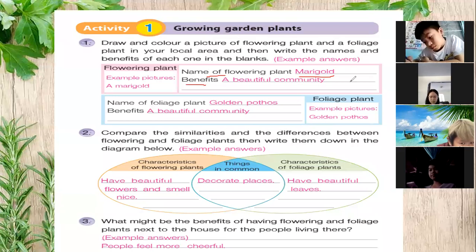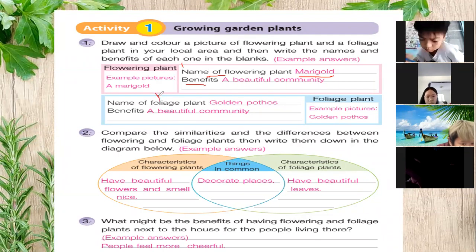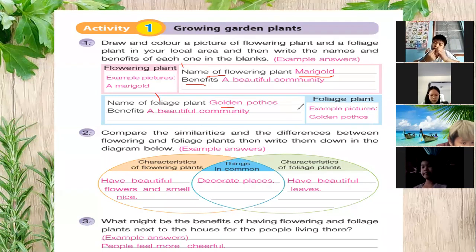After that, you have to write down also the name of the foliage plants. First one is flowering plants. Second one, you have to write foliage plants. So for example, the name will be golden pothos, right? And what are the benefits? The benefit is also the same, a beautiful community. And also if you're having a picture, you can put down the picture in this portion.